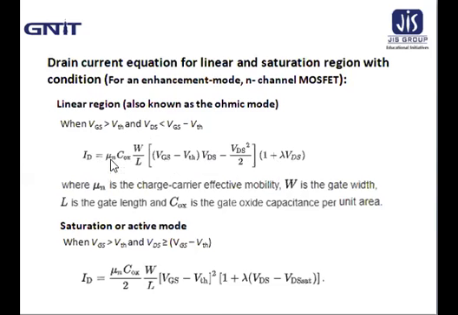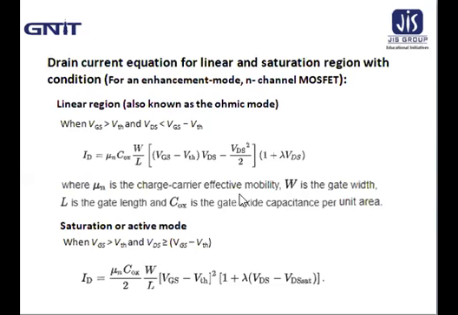Here mu n is the charge carrier effective mobility, W is the gate width, L is the gate length, and Cox is the gate oxide capacitance per unit area. And the transition from the exponential subthreshold region to the linear region is not as sharp as this equation shows.